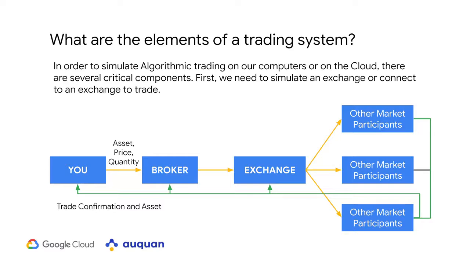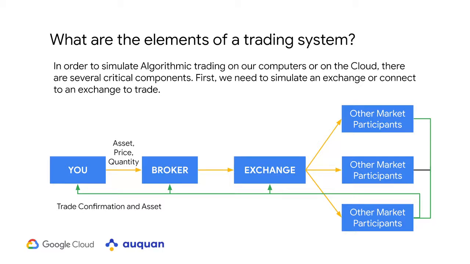First, we need to simulate an exchange or connect to an exchange to trade. What is an exchange? An exchange is where buyers and sellers come together to transact assets. Could be stocks, bonds, currencies, futures, or even bitcoins. In the chart here, we see that you're sitting in front of a computer or a phone, want to buy or sell a certain asset.